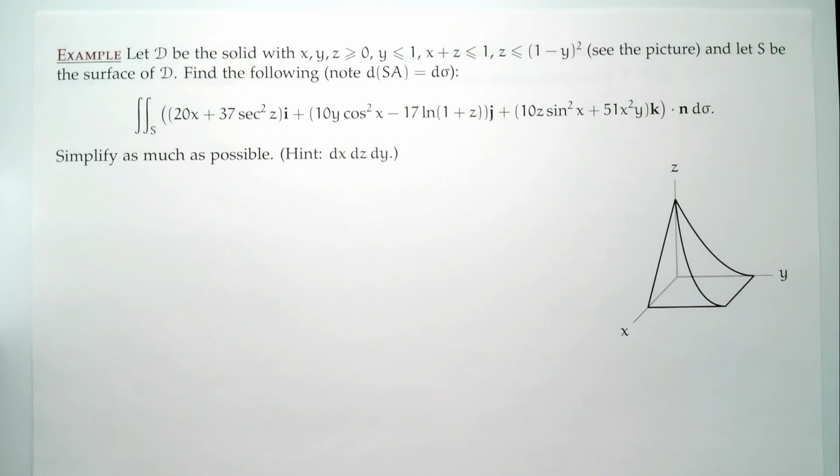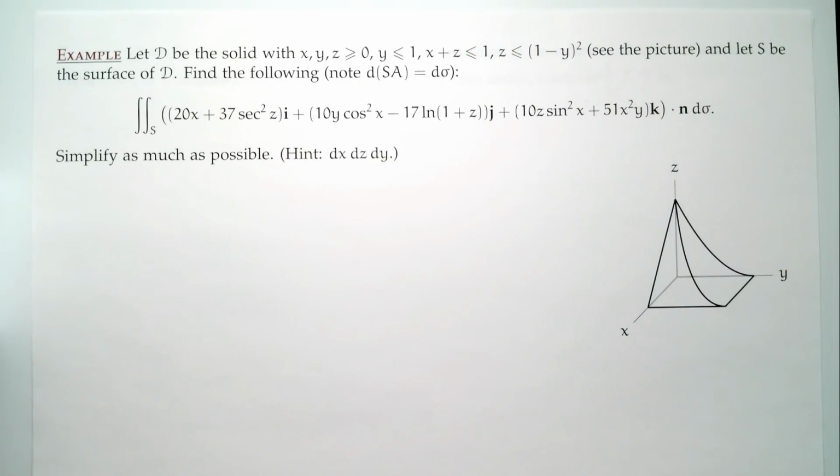All right. Let D be a solid with x, y, z greater than or equal to 0, y less than or equal to 1, x plus z less than or equal to 1, z less than or equal to 1 minus y squared. That's the picture. Now notice, that is not a sphere, it's not a cylinder, it's not a cone. It's like something you wouldn't want to step on. That's what it is. Now you might say, whoa, are you saying that we're allowed to do these problems on shapes that aren't round? Yes.